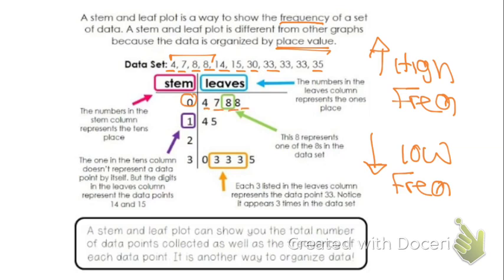But when you're dealing with numbers like 14 and 15, well, they both have the same tens place, and that tens place is 1. So therefore, we use 1 as the stem, and then 4 and 5 as the leaves. Now, a stem and leaf plot can show you the total number of data points collected, as well as the frequency of each data point. It is another way to organize data.